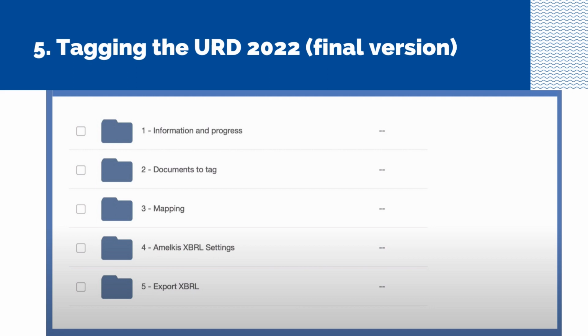Lastly, Amelkis XBRL provides a directory which consists of the latest version of the mapping to be applied, as well as the precise description of the descriptive information to be tagged and the latest footnotes. The Amelkis XBRL settings directory contains the taxonomy file and the tagging file to import into the application to automatically tag your tables. The export XBRL files directory contains, for each performed tagging, the tagged document and HTML, the XBRL zip file, and the commented compliance report.